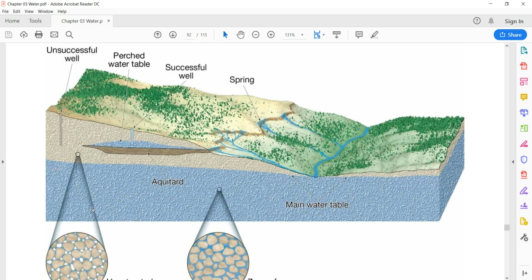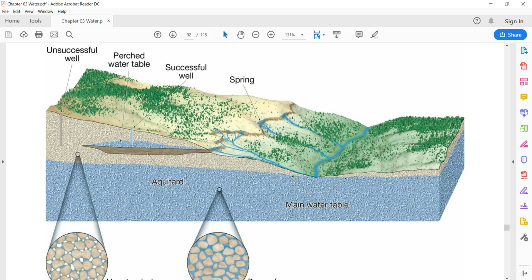And if you drill a well which is not deep enough to reach the water table, this will be an unsuccessful well. Whereas if you drill another well that goes deep into the groundwater below the water table, then that will become a successful well. This one here, you can see in the middle you have this aquitard.